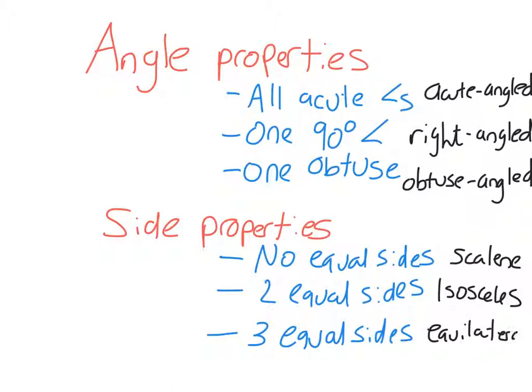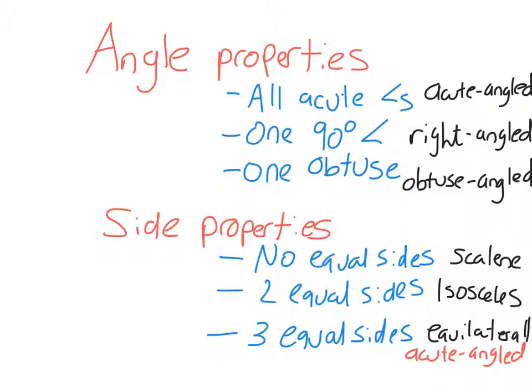Now, because the angles inside a triangle add to 180, there is this phenomenon that the number of equal sides is the same as the number of equal angles. In any equilateral triangle, all angles are 60 degrees. So an equilateral triangle is always acute angled. But an isosceles triangle could be right angled, acute angled, or obtuse angled. A scalene triangle could be acute angled, right angled, or obtuse angled.